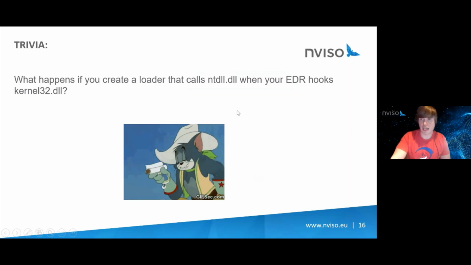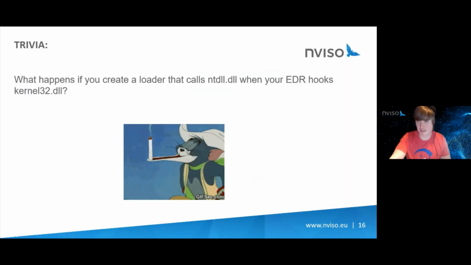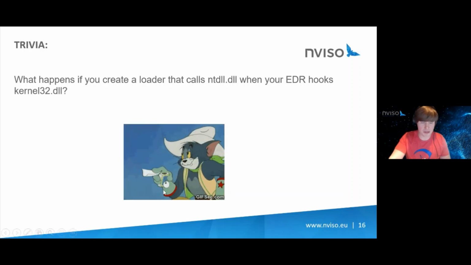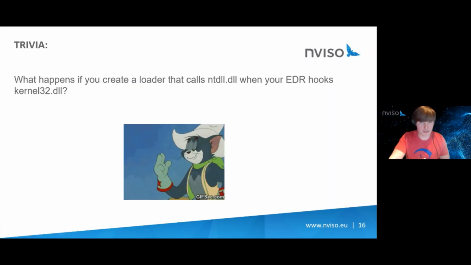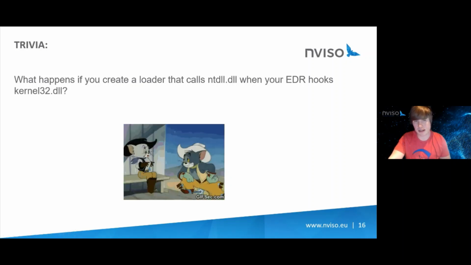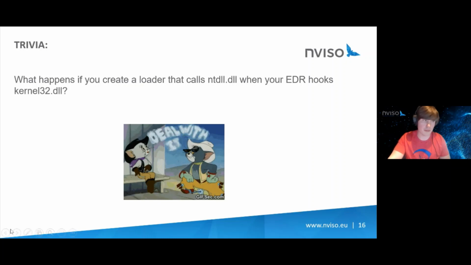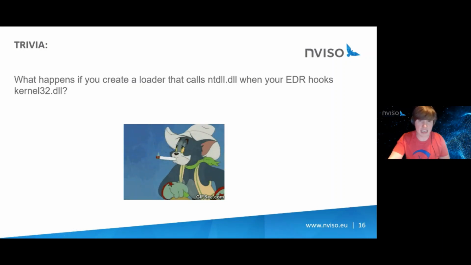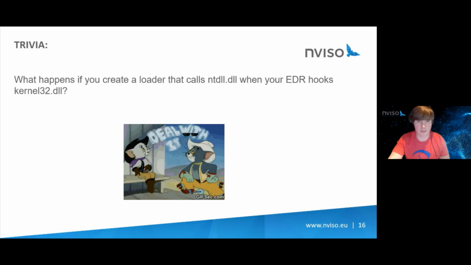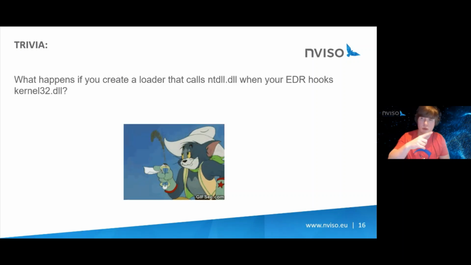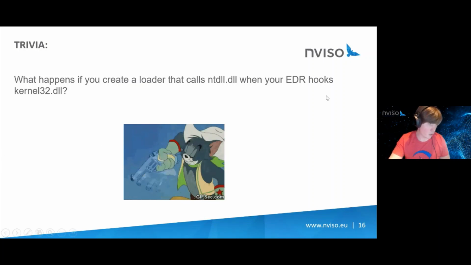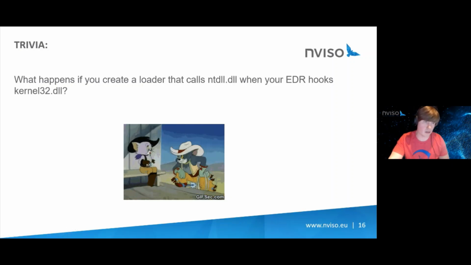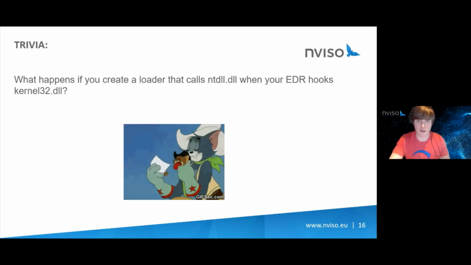So, trivia, I already mentioned it though, and because this is not a very interactive chat because there is a delay, I'm just going to give you the answer. What would happen if you create a loader that calls ntdll.dll functions when your EDR is actually hooking kernel32.dll? Well, it's trivial. Your hooks won't have any use because you're calling the ntdll functions directly, which would bypass your hook because you're actually hooking a level on top of that. So that would bypass an EDR, would an EDR only hook kernel32.dll calls, which fortunately is not the case anymore.